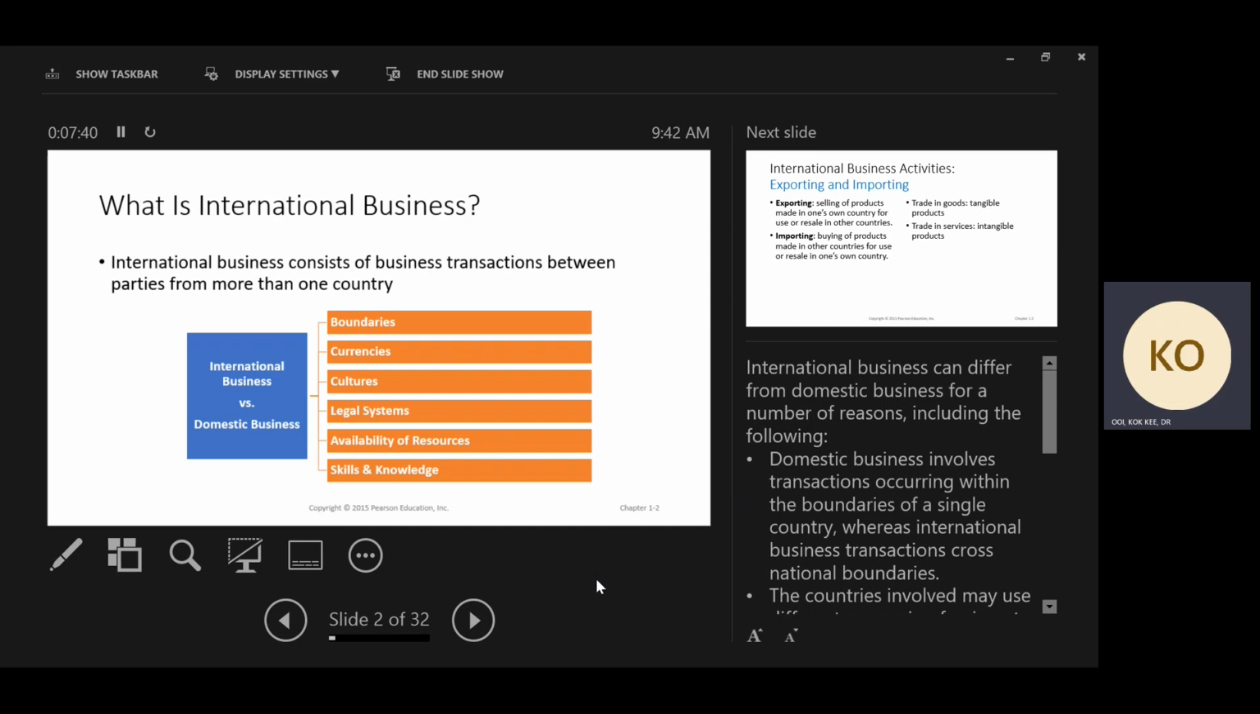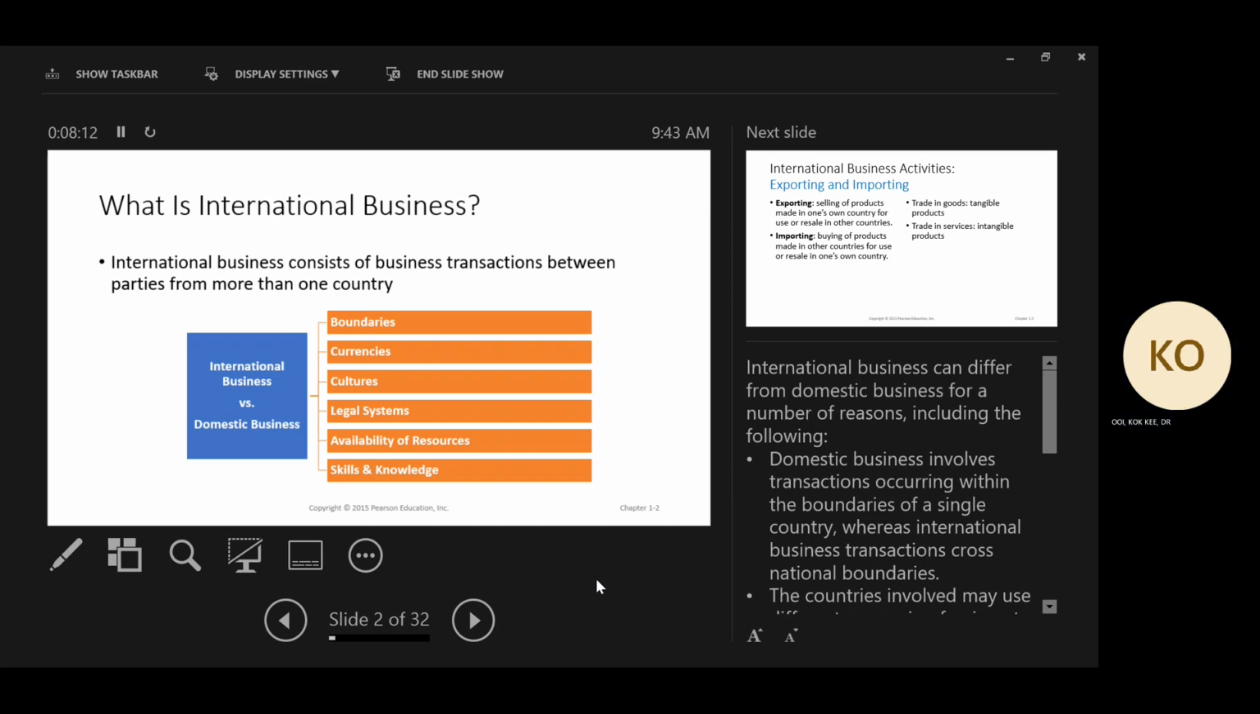Availability of the resources. What do you produce? What do you need to buy from outside? Skills and knowledge. Maybe Vietnamese people have very good knowledge in planting rice, or maybe they have very good knowledge in textile, producing clothing. So you have to understand this one.